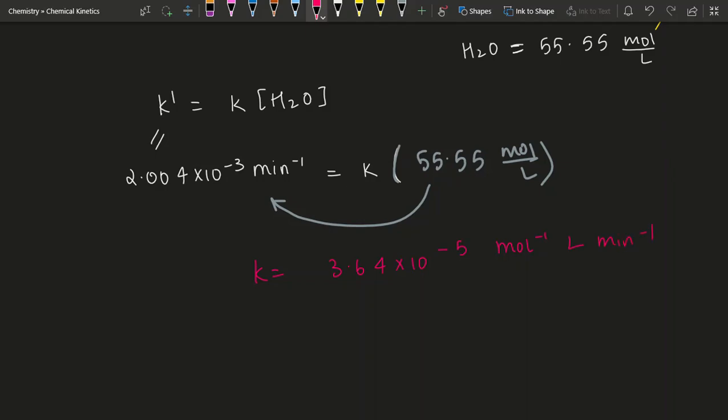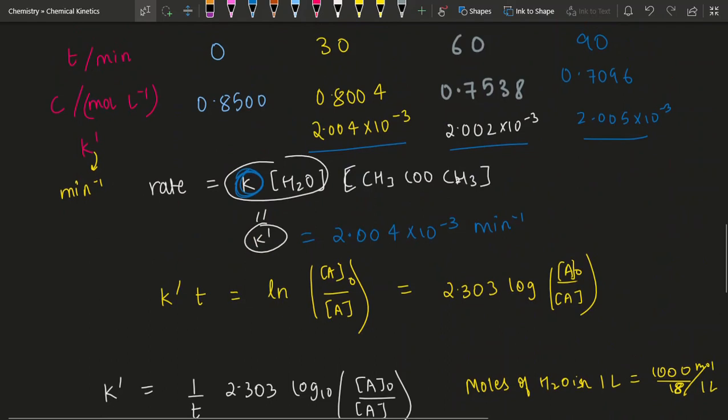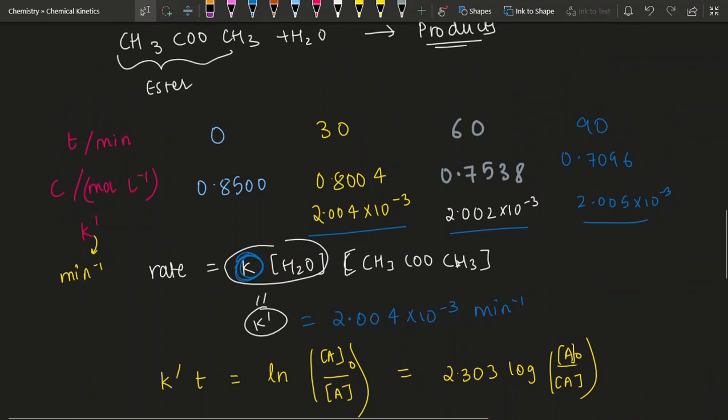Hopefully that introduces pseudo first order reactions for you. In general, you could take any pseudo order reaction with respect to any order, and you would still have a correct situation as long as one of the reactants has an astoundingly large concentration, and it doesn't make sense to change it in every reaction.